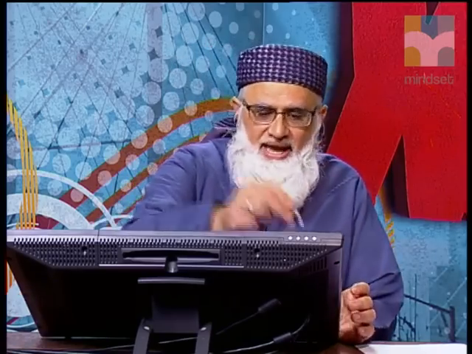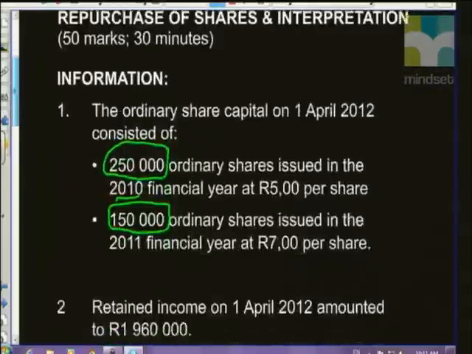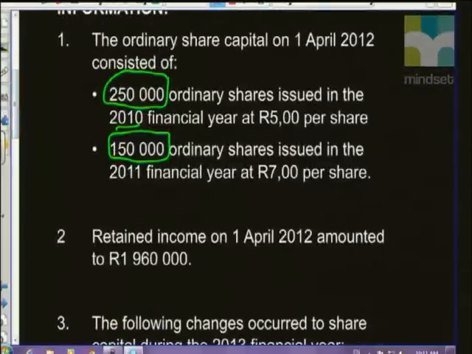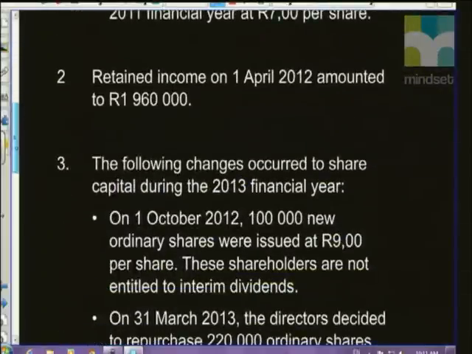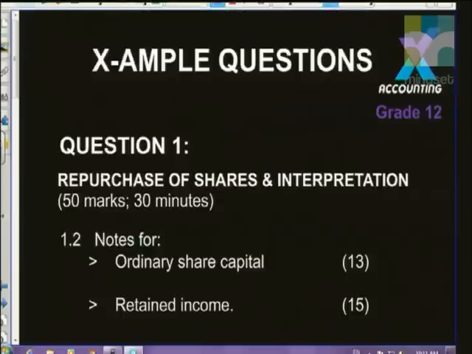Right. What happened during the year? The following changes occurred to share capital during 2013 in the financial year. Right. Now, what happened? On the 1st of October 2012, 100,000 new ordinary shares were issued at 9 Rand per share. Okay? So, let's go back now and say, fine.